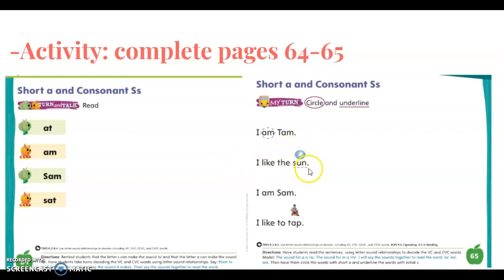So we're going to underline the words with an initial S, like as in sun, and we're going to circle the words that have a short A sound. And really, this Tam, you could circle this word as well. This is a name.